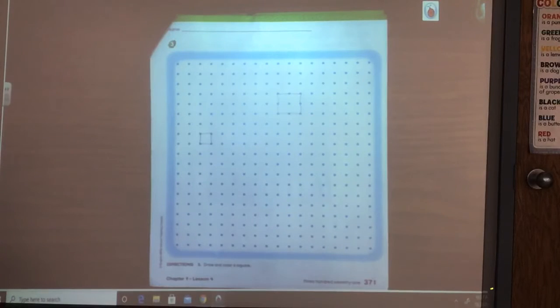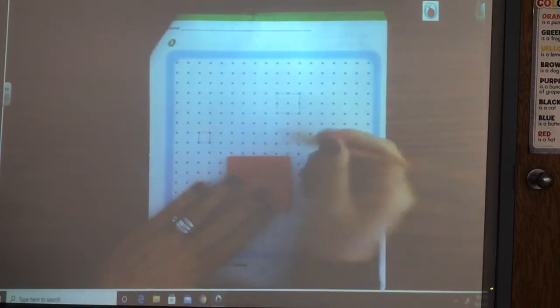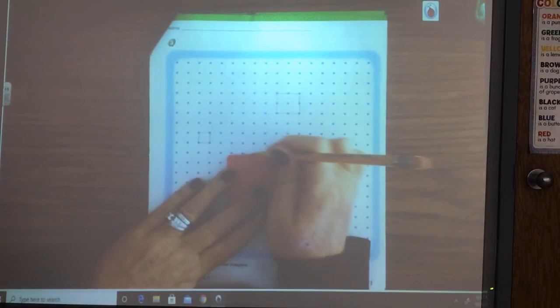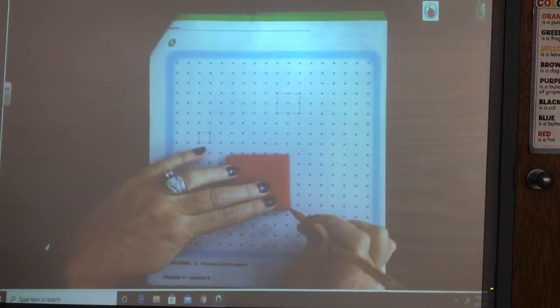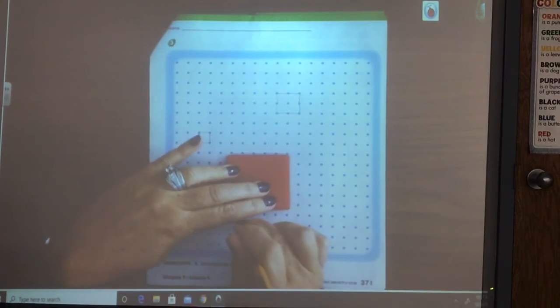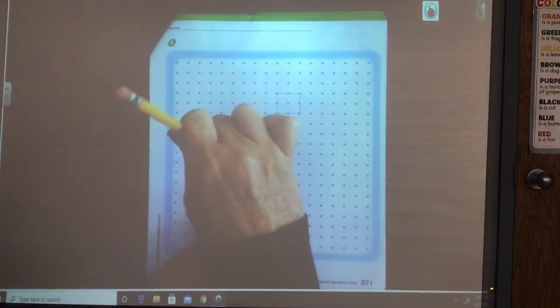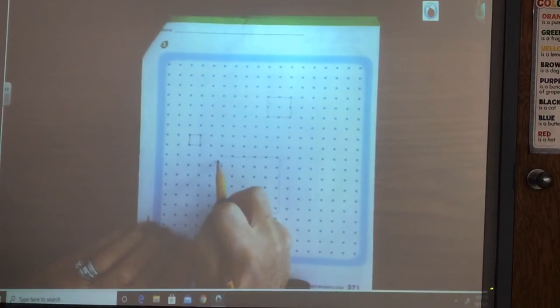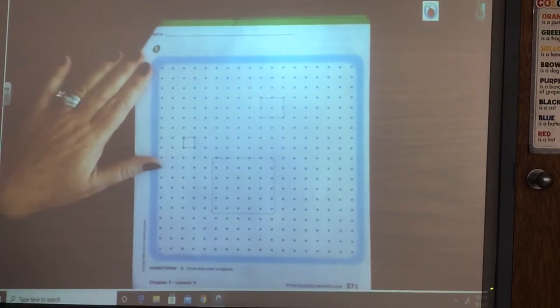Or if you can find something at your house shaped like a square, then you could trace it. It's up to you. They just wanted you to practice drawing some squares. And we're just practicing, so they don't have to be perfect. I'm a grown-up and my shapes are never perfect. They're always off a little bit.